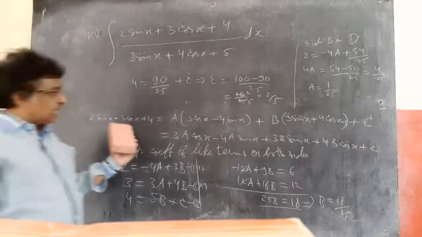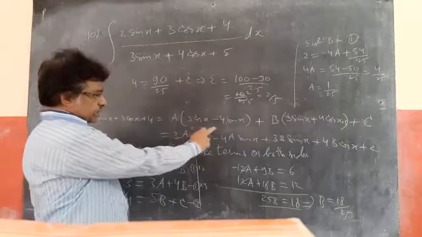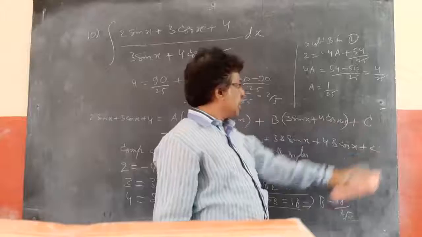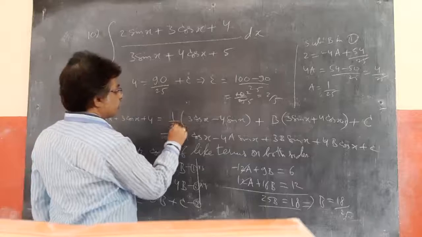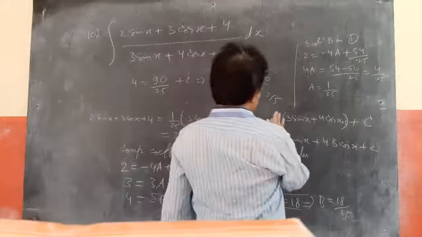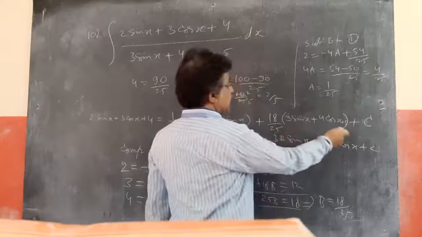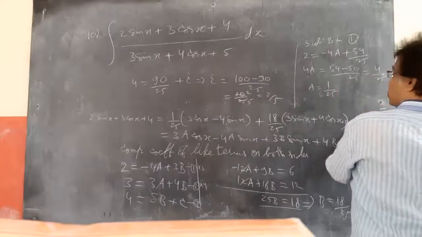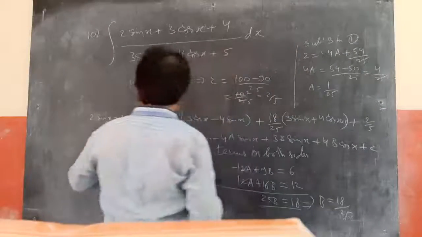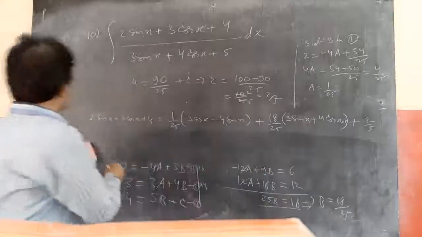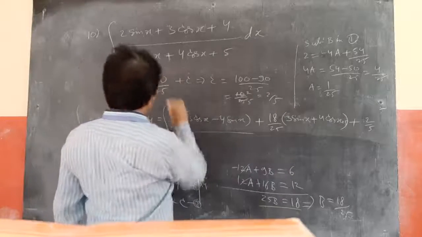So instead of the numerator, now I can write this: A into this, that is 1 by 25 into this, plus B into 18 by 25 into this, plus C is 2 by 5. So instead of the numerator, I can write 1 by 25 into 3 cos x minus 4 sin x, and B is 18 by 25 into 3 sin x plus 4 cos x, and C is 2 by 5 as it is. So the integral of this numerator by the denominator equals the whole integral of this by the denominator as it is.